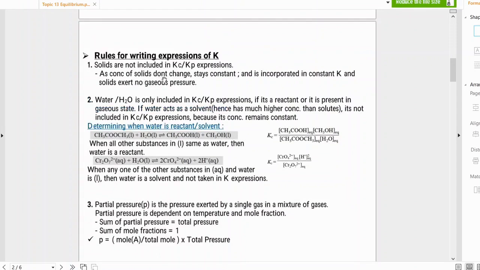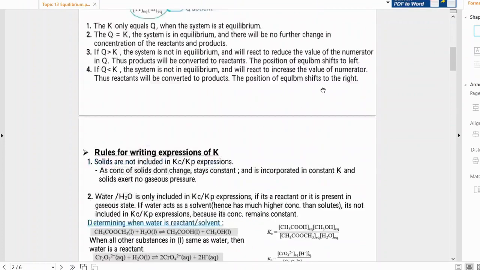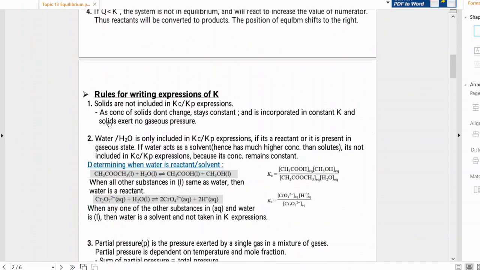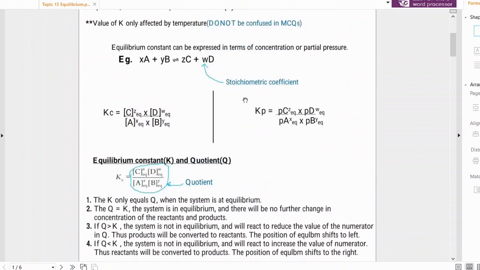The concentration of solids doesn't change. Yes, solid concentration does not change. It stays constant. So the mark scheme is saying that it is already incorporated into the equilibrium constant K. So therefore, no need to write or include any solid species in equilibrium constant expressions. And moreover, solids also exert no gaseous pressure, so it would be too silly to include any solid species in Kp expressions.